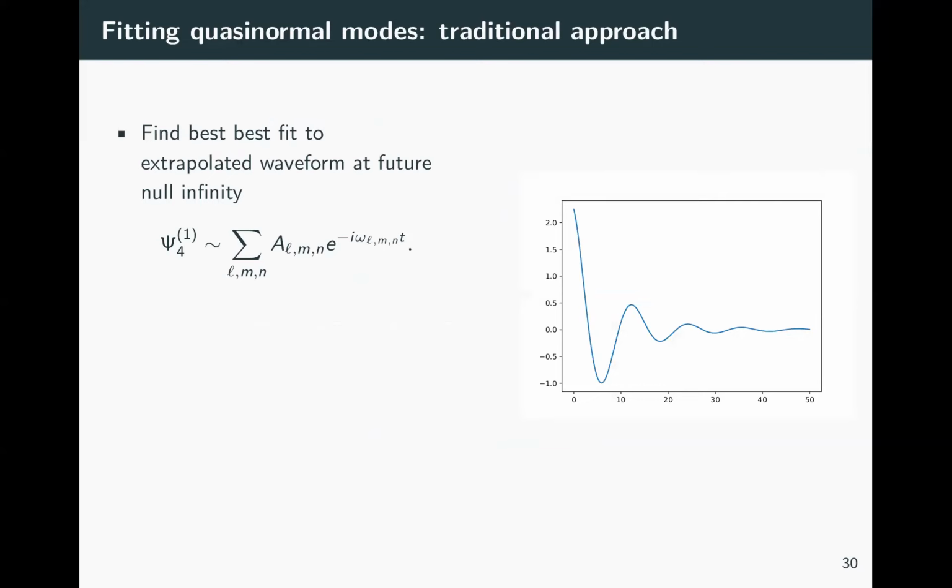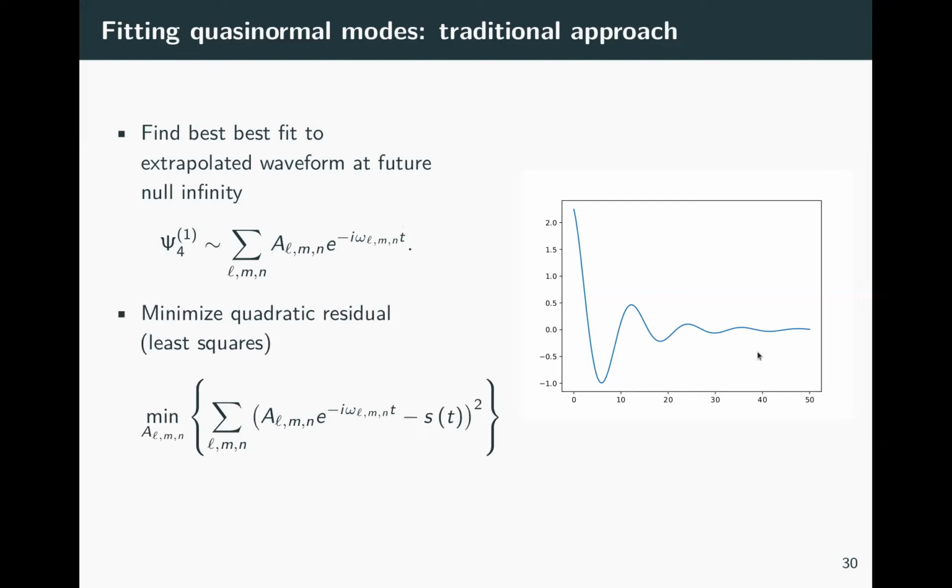Okay, so just to review the basic picture of how people have traditionally fit for QNMs, you take your wave signal, and you look at some either fixed radial value, or really you extrapolate to future null infinity, and you look at your time signal, and you want to fit the modes there. So it's like a 1D kind of signal, and you want to fit the best fit amplitudes. So A are these complex amplitude numbers. They include amplitude and phase information, and you're fitting modes with this 1D signal.